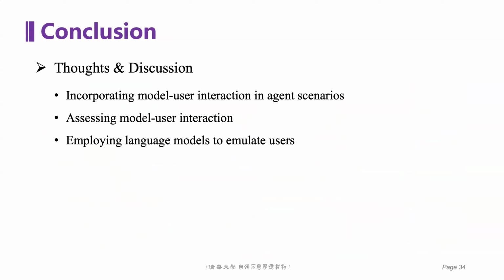Like we also discussed in the paper, we should more encourage the incorporation of model-user interaction in the agent scenario, in order to let the agent task execution be more robust and satisfy the user needs. And we also discussed how we can assess the model-user interaction. Currently, even though we have some objective metrics, on the instruction execution side we still rely on some user annotations, and this may not scale very well.